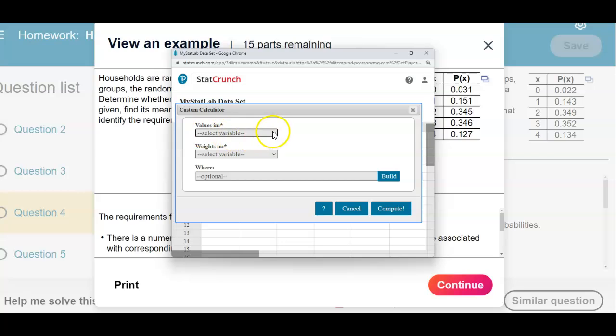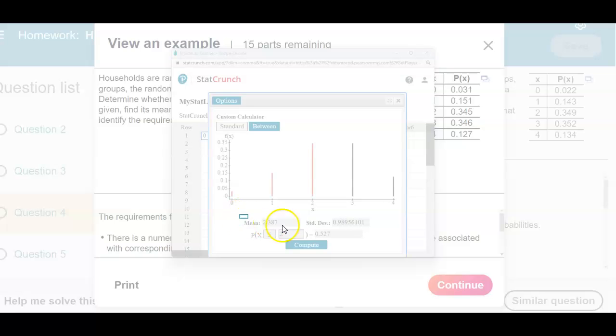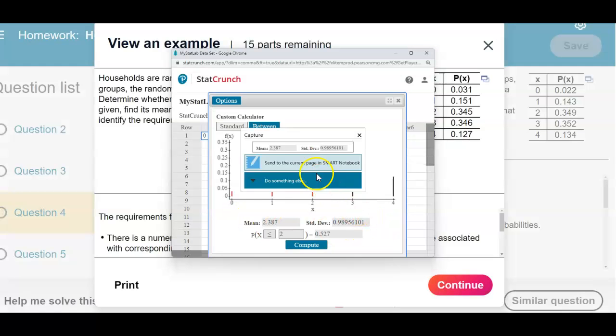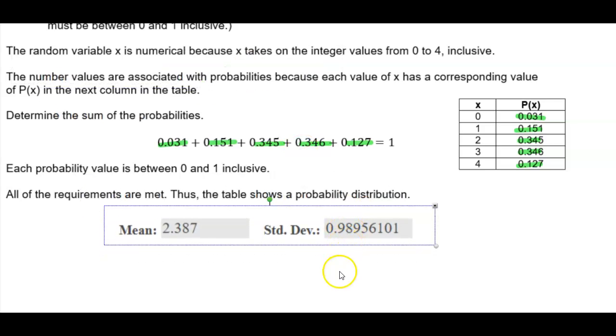Now the values in are going to be the first column, which is the numerical values of x, and the weights in are going to be the probability column, and then we're going to select Compute. Then down here, you're going to see the mean and the standard deviation. So let's go ahead and copy that and bring it to our work. So now we have our mean and our standard deviation.